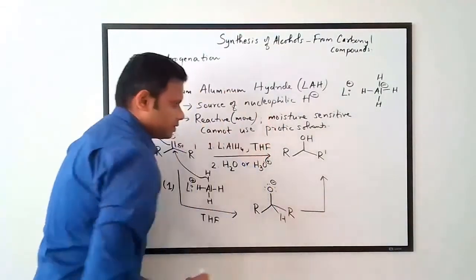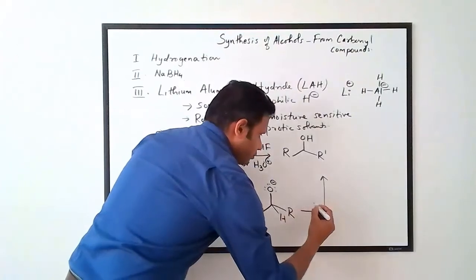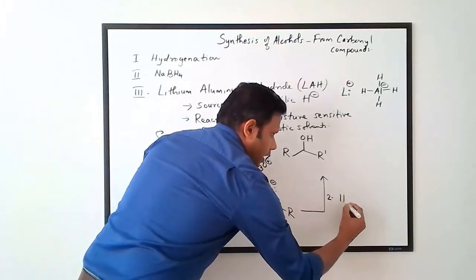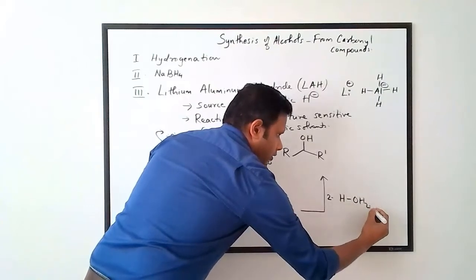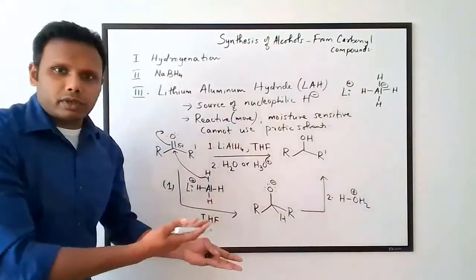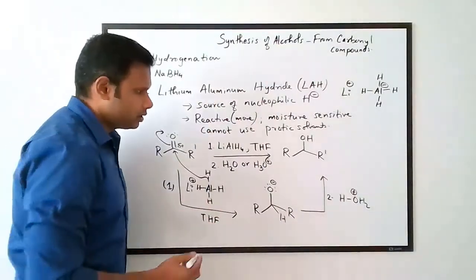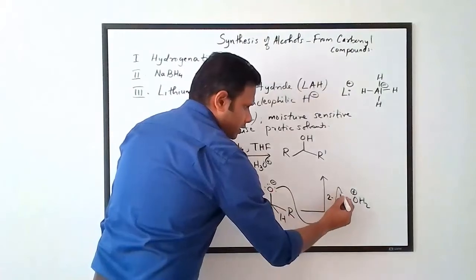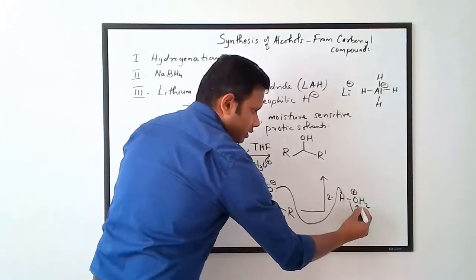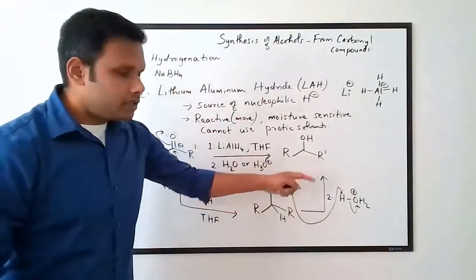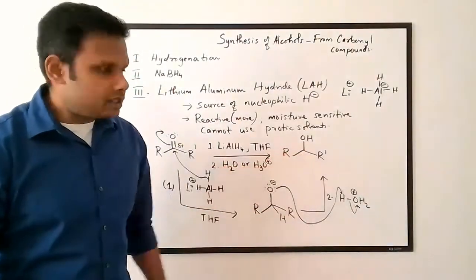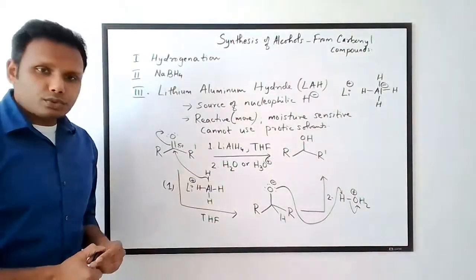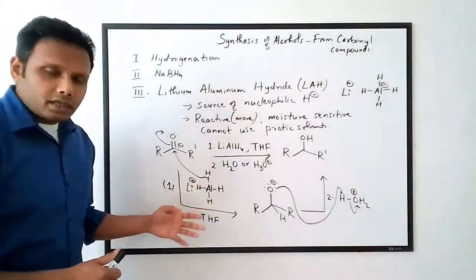And then the second step is where we bring in our acid or water. I'm going to use a hydronium ion to show acid, okay? So that's the source of protons. Now this alkoxide gets protonated, picks up a proton from that acid, and gives us the alcohol product. So that's the mechanism, very similar to the sodium borohydride case.